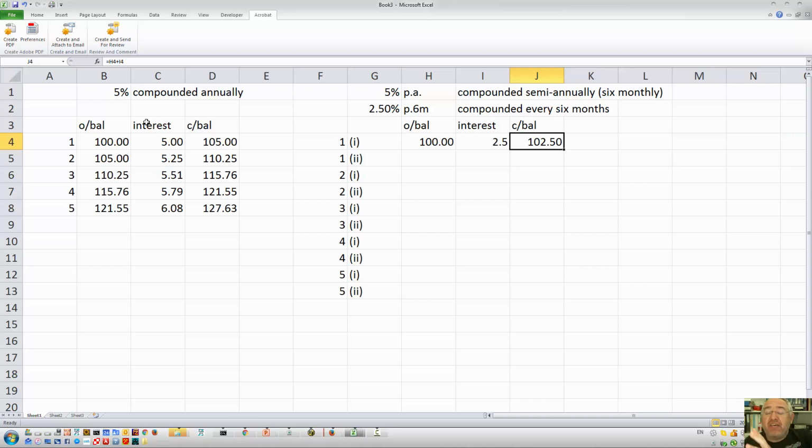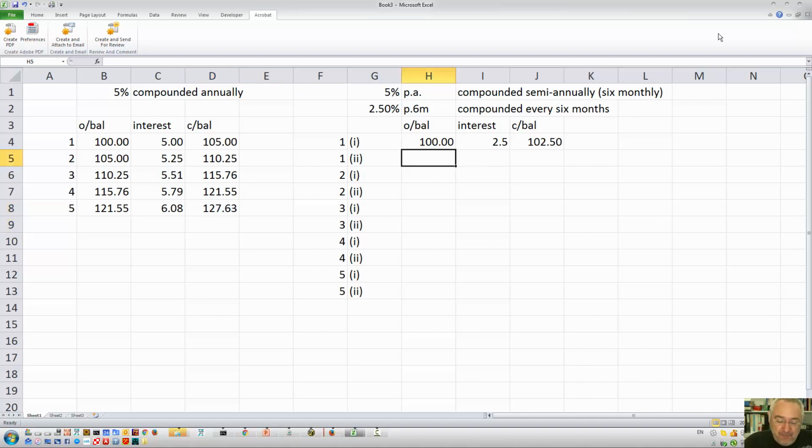So from month 7, you're not just earning interest on the $100, you're earning interest on the interest that's already been compounded, already been accumulated. So there's a little bit more earning power there, the more frequently interest is compounded. So we should see that we're actually going to end up with more than $127.63, I hope, if I've done the numbers right.